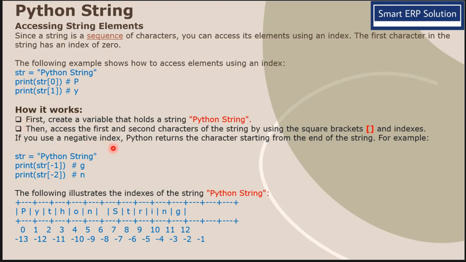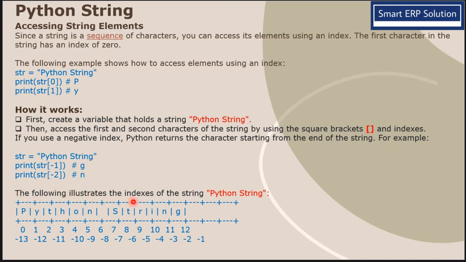If we use a negative index, Python returns the character starting from the end of the string. For example, str Python string. If we write print str within the square bracket -1, it will print G. This G, last character, -1. First character is 0. And if we print -1, then the last character will be printed. Here G will be printed. -2 means N will be printed.